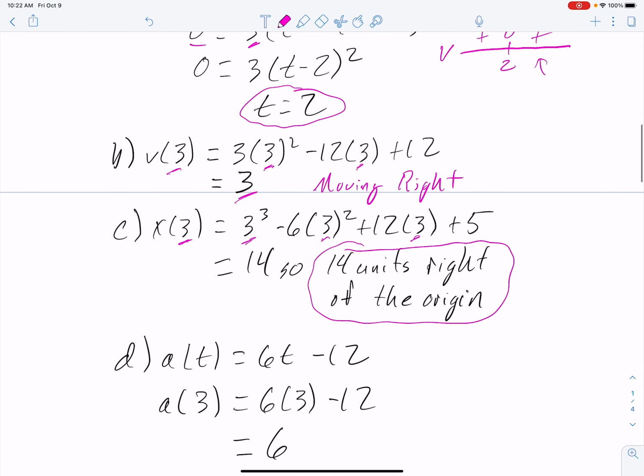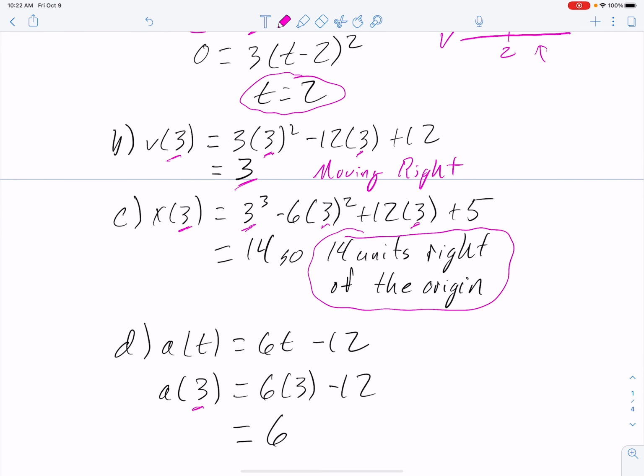And then it wants to know acceleration, so I substitute 3 into my acceleration function, the second derivative of position or the derivative of velocity, depending on how you want to describe it, and I get 6. Now again, getting 6 does not guarantee that I am actually speeding up. What guarantees that I'm speeding up is that velocity when t equals 3 was 3, acceleration when t equals 3 was 6.